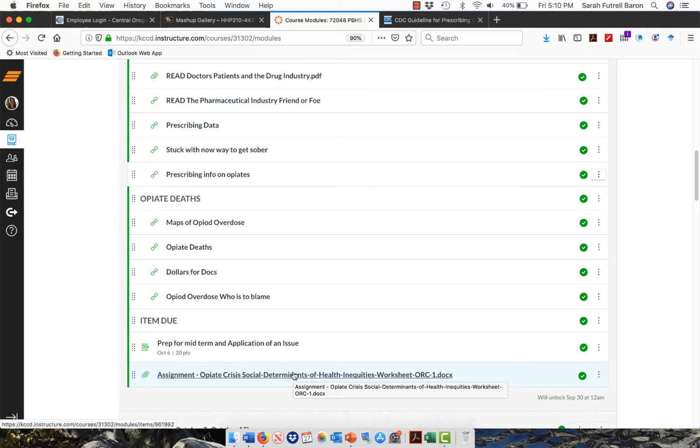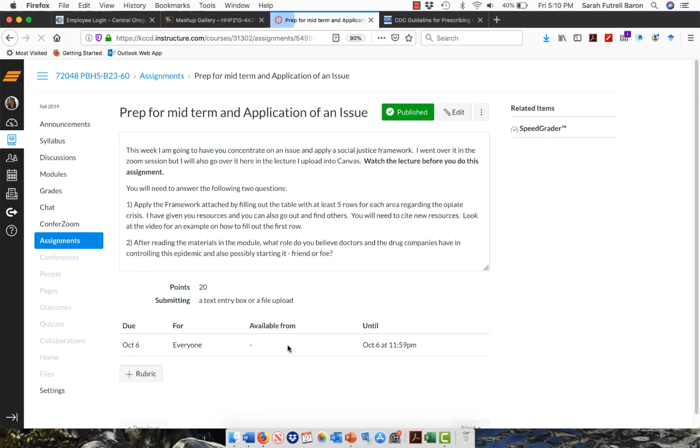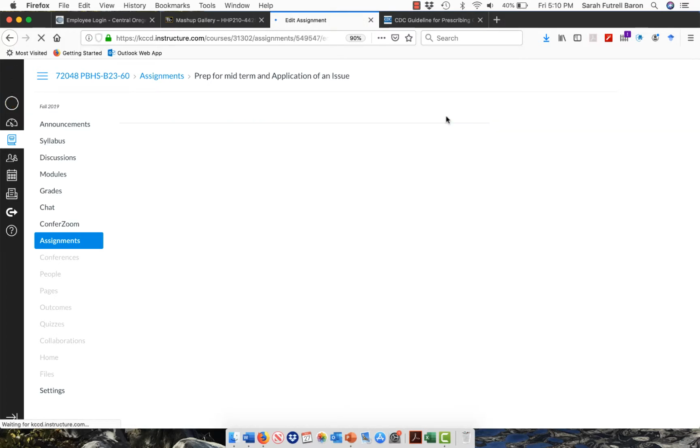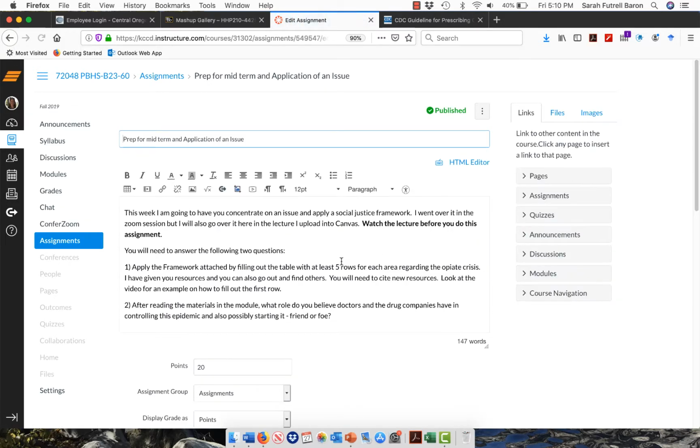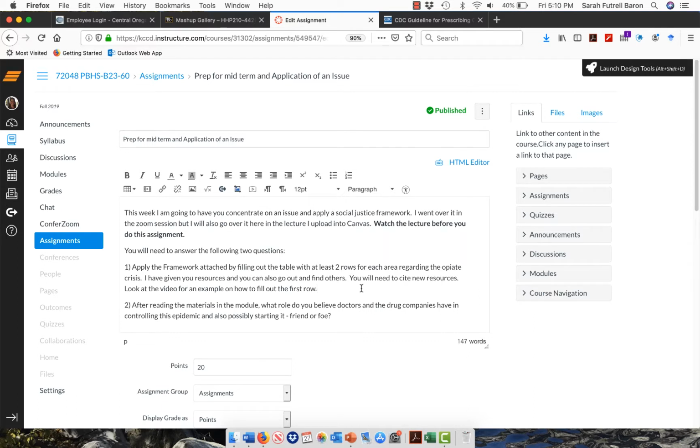Your assignment is to do these two things. One, you need to apply the framework. Take that table and complete it. I want up to 5 rows completed. Okay, I'm going to make it easier. I'm going to say 2 rows. I'll be happy with 2, but I want 2 with real data.